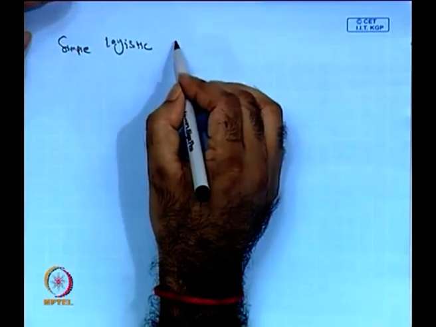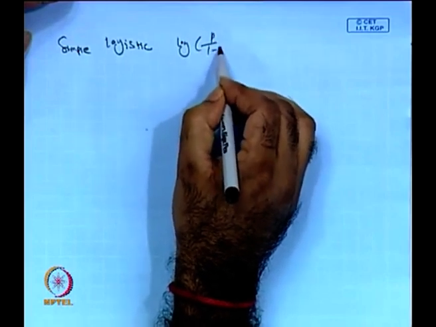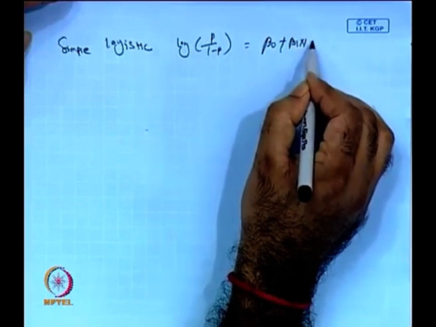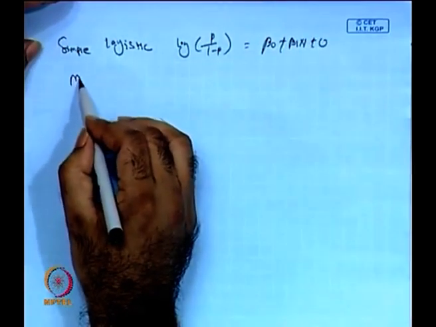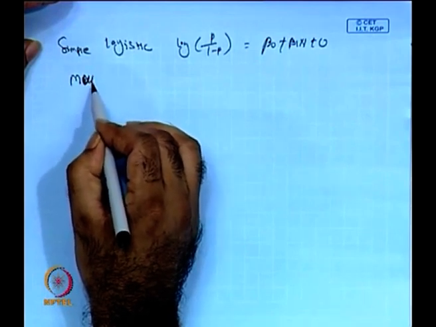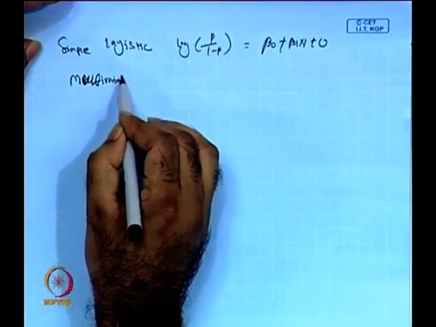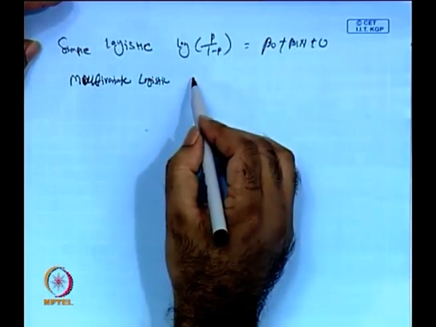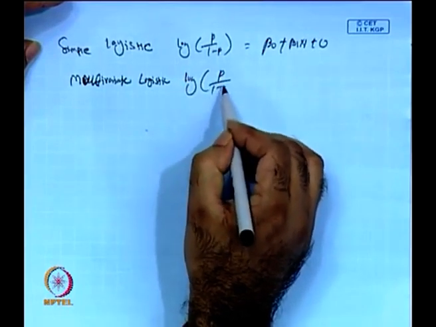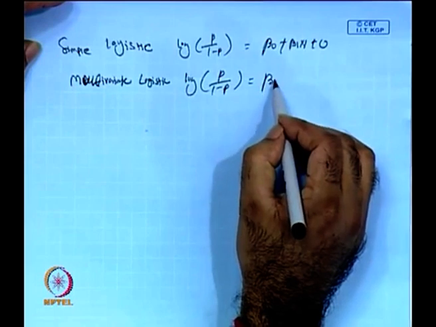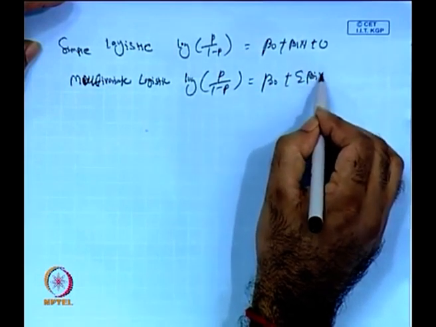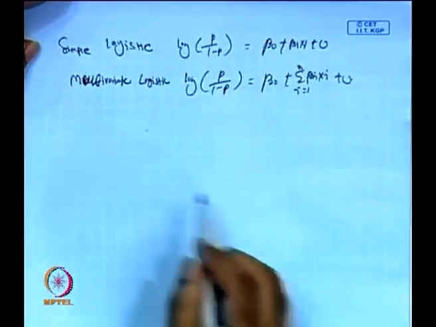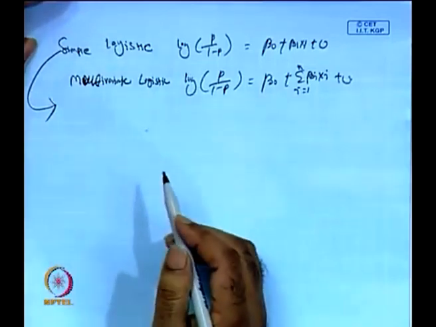The simple logistic model is log p by 1 minus p equal to beta 0 plus beta 1 x 1 plus u. Then the multivariate logistic is log p by 1 minus p equal to beta 0 plus summation beta i x i, i equal to 1 to n, plus u. Okay, so you see here, we start with the simple logistic model.